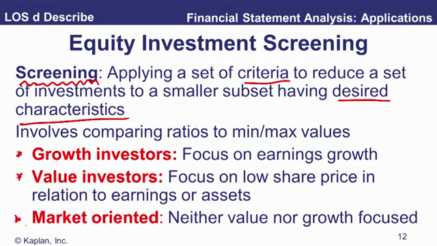Growth investors, these are normally momentum strategies. You're looking for companies with good histories of earnings growth, with the logic that if earnings have grown strongly in the past, hopefully they will grow strongly going forward. So it's more of a momentum strategy.